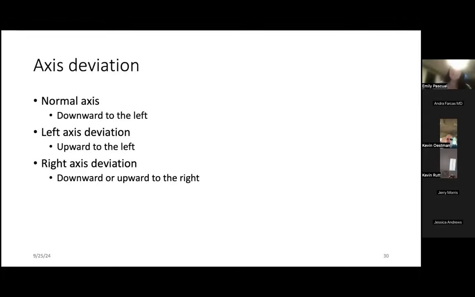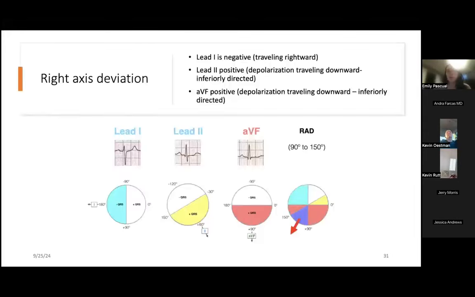So a normal axis is downward to the left. Imagine that the signal's traveling down the bundle branches and to the left. Left axis deviation means it's traveling upward to the left. And then right axis deviation is downward or upward to the right. So with right axis deviation you'll see a negative in lead 1. This is one of the lateral leads, so we're looking at right to left.